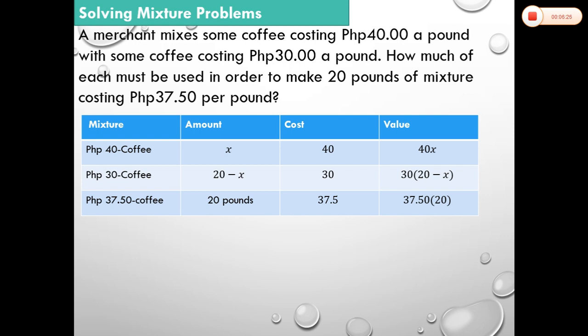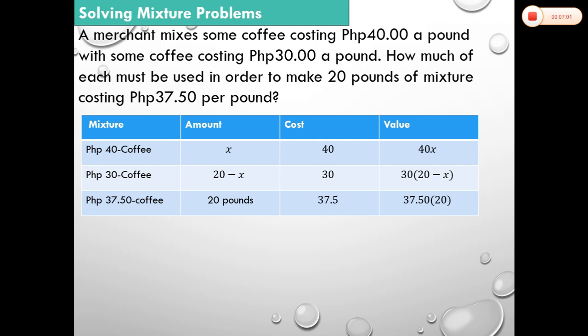Set up the table for the mixture of 40 peso coffee, 30 peso coffee, and the resulting mixture will be a 37.50 coffee. So let x denote the amount of 40 peso coffee mixed with 20 minus x of 30 peso coffee. So the cost is of course 40 and 30 respectively. So the value will be the product of the amount and cost.